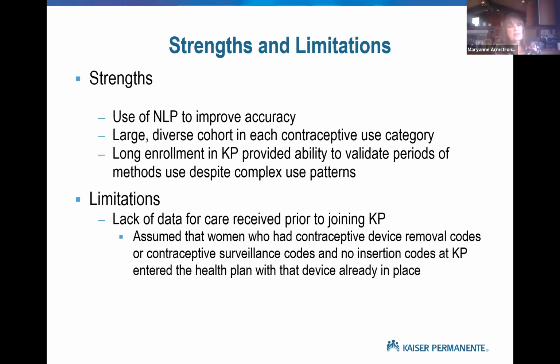So the strengths of our study include the use of natural language processing to improve accuracy, the large diverse cohort in each contraceptive use category, and the long enrollment in KP, which provides the ability to validate periods of methods used despite their complex use patterns. Our limitation really is primarily the lack of data for care received prior to joining KP. So as I alluded to, we assumed that women who had contraceptive device removal codes or contraceptive surveillance codes, but no insertion codes at Kaiser Permanente, entered the health plan with that device already in place.